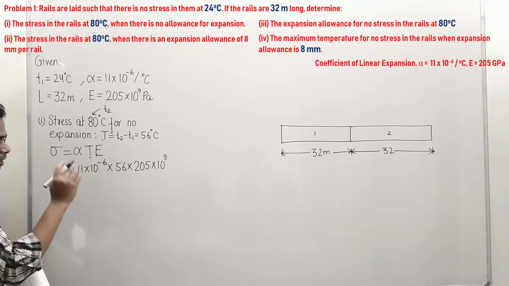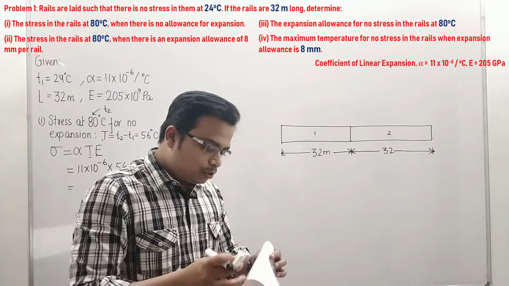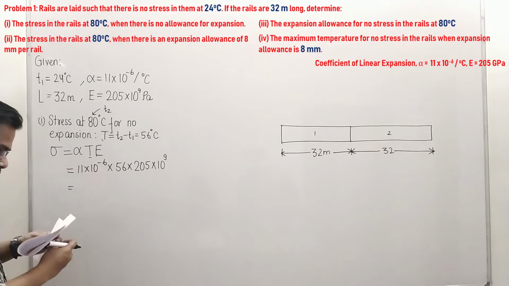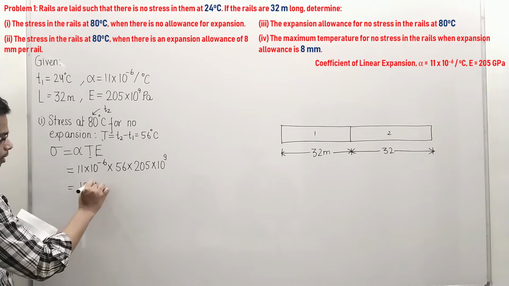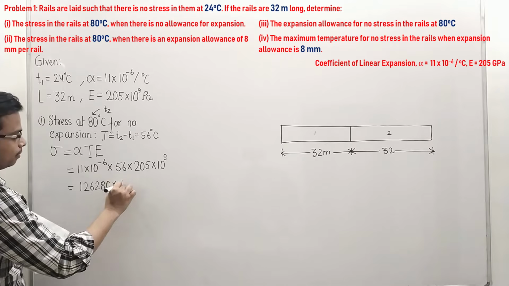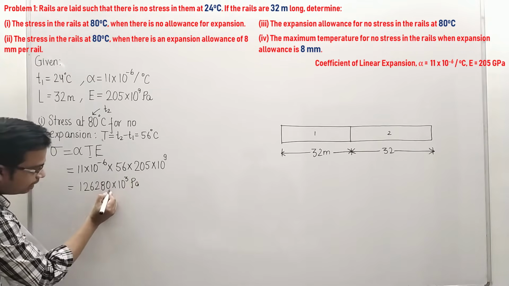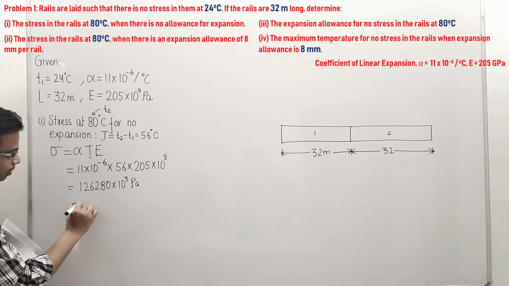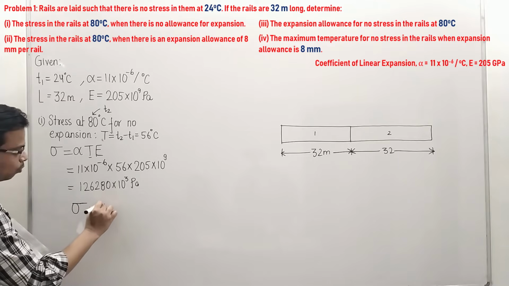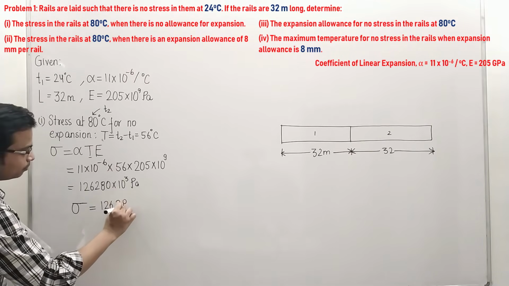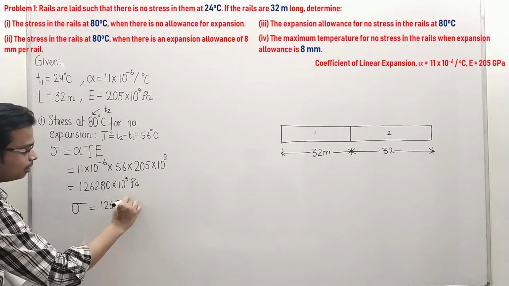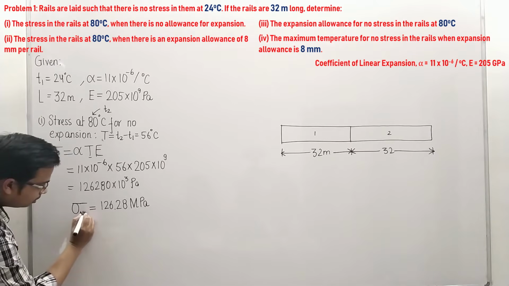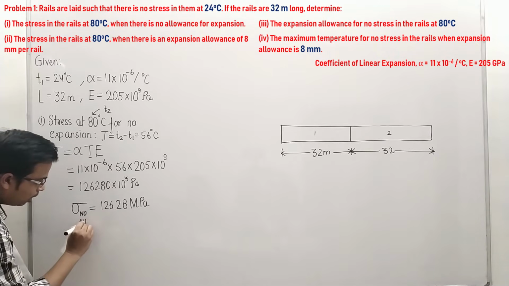Once you plug all of this into a calculator, the final value you are going to get is 126,280 into 10 raised to 3 pascals. If you go 3 decimal places back, you will have 10 raised to 6. So finally, sigma is equal to 126.28 into 10 raised to 6, that is MPa. Remember, this is the stress calculated when there was no allowance.